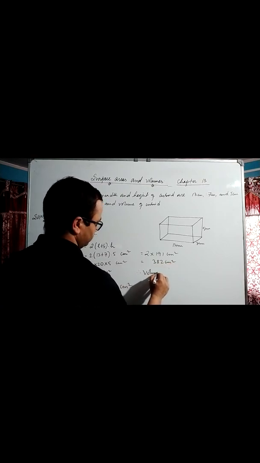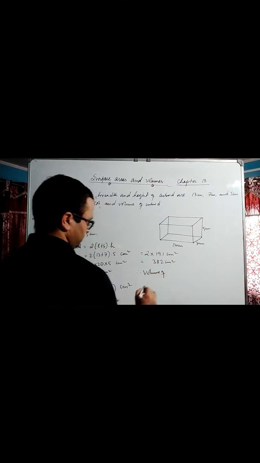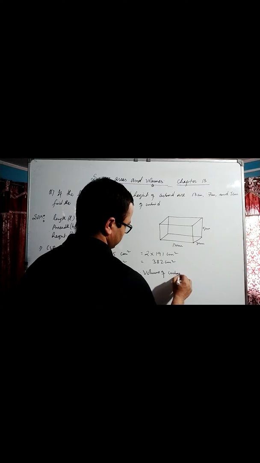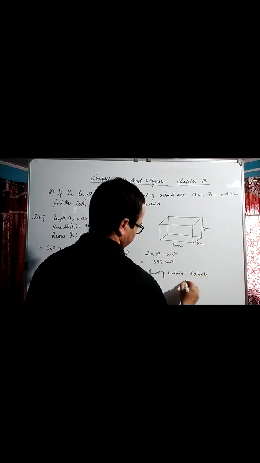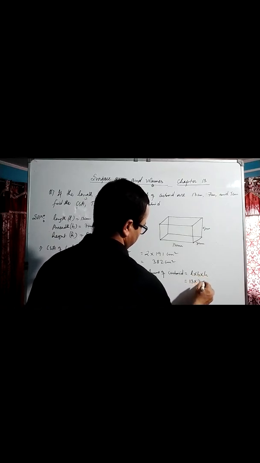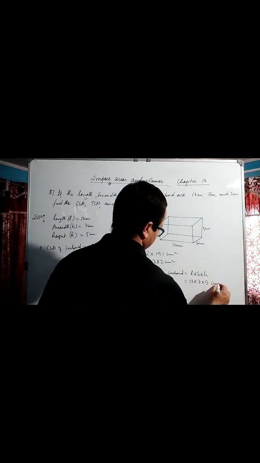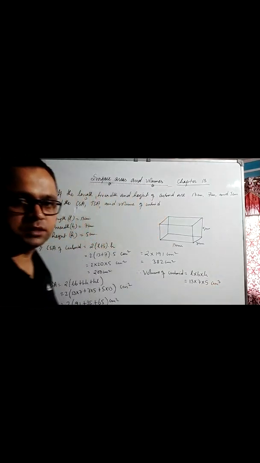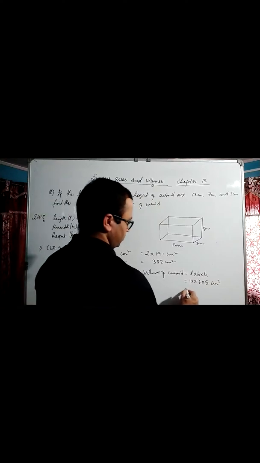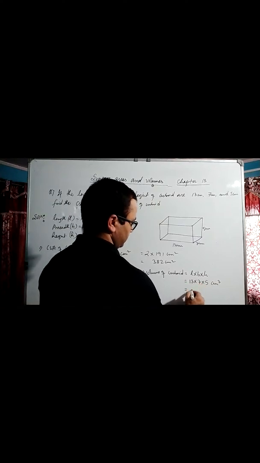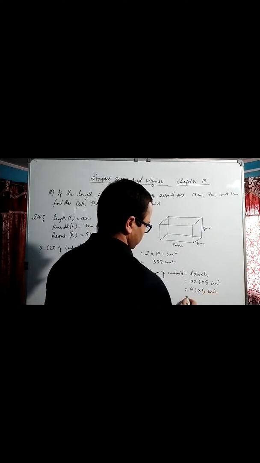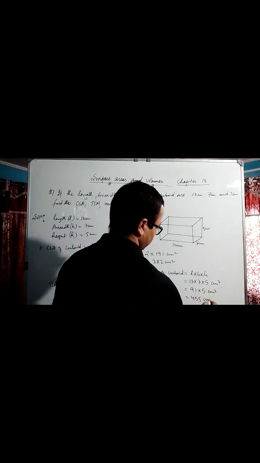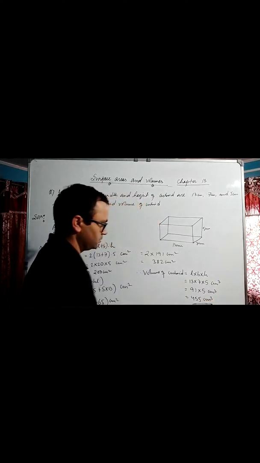Lastly, the volume of the cuboid equals L into B into H. L is 13 into 7 into H is 5 centimeter cube. Now volume is in cubic units. So this equals 91 into 5 centimeter cube, which equals 455 centimeter cube. This is the answer.